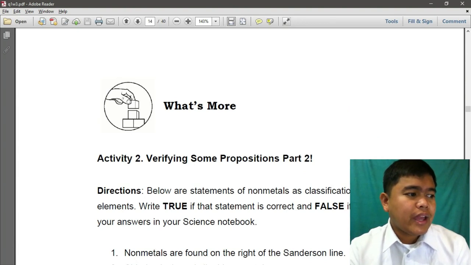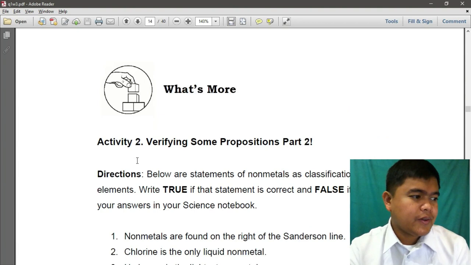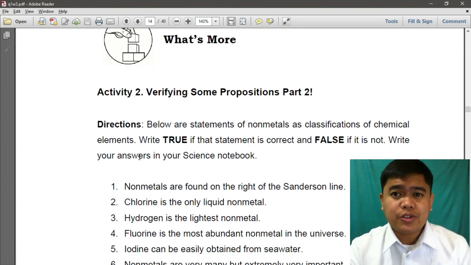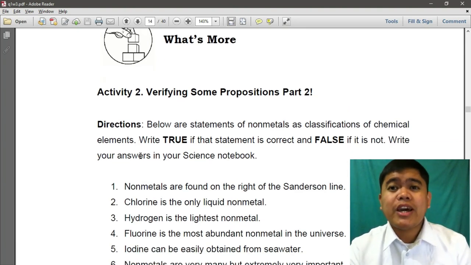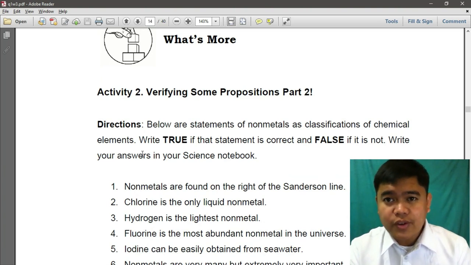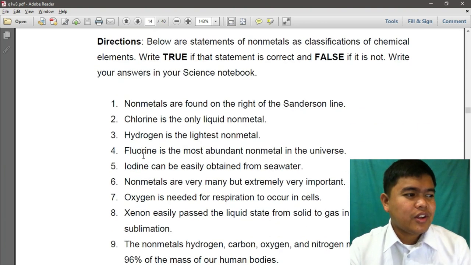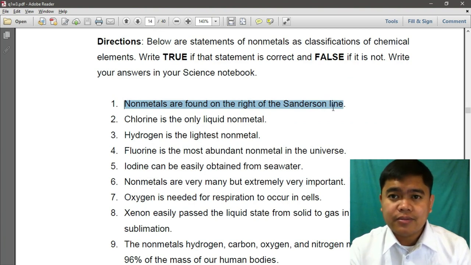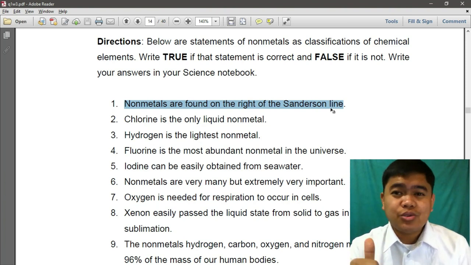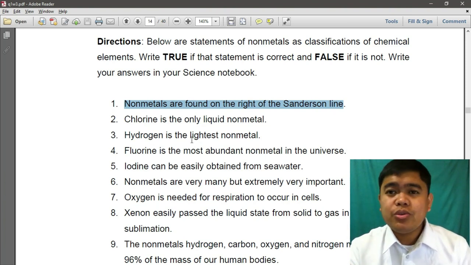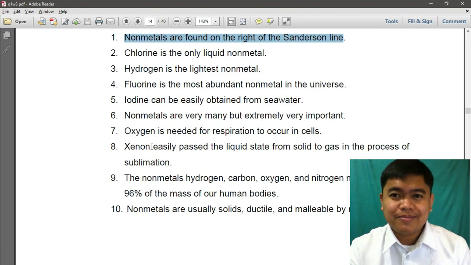What's more? Let's do activity number 2, verifying some propositions. This is just a true or false question. In your paper, write true if the statement is true and false if not. Let's have number 1. I will give you number 1 as a bonus question. Number 1, nonmetals are found on the right of the staircase line. Correct. The answer is true. So you will do numbers 2 to 10.